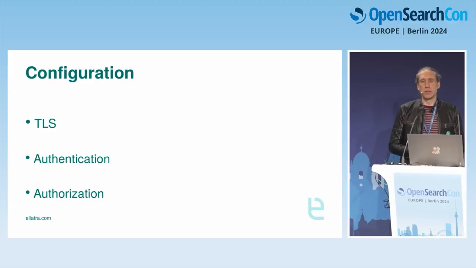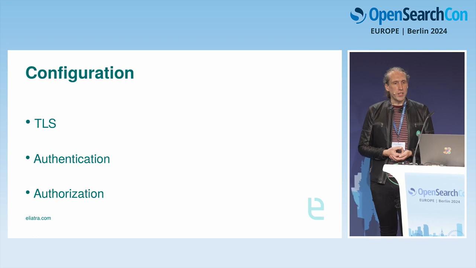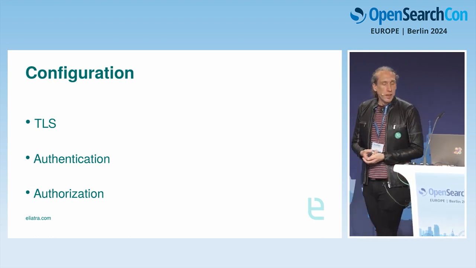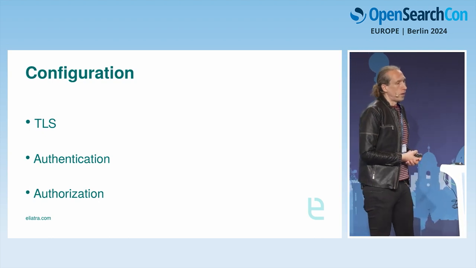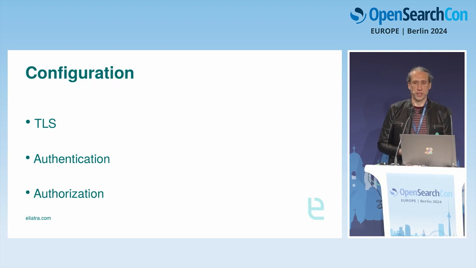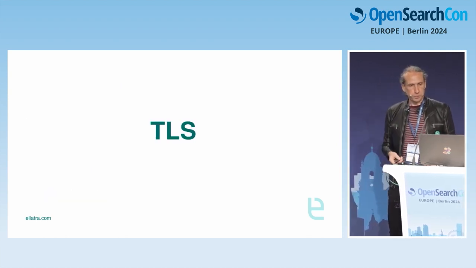So the configuration of the OpenSearch security model can be broken into three major building blocks: TLS for secure communication, authentication for identifying who's accessing your cluster, and authorization to control and limit the access of authenticated users. We'll go through each of these in the following minutes.